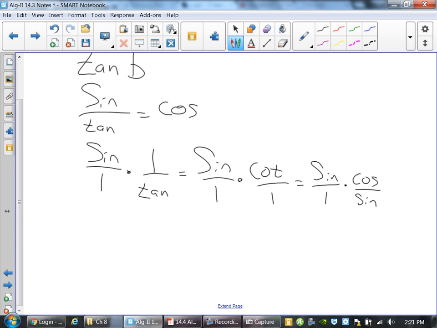What simplifies? Cosine. Sine. Because what's sine divided by sine? Cosine. 1. And you simplified it. You verified that it equals.